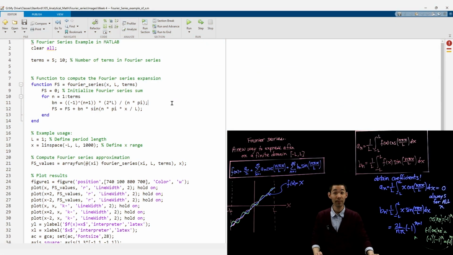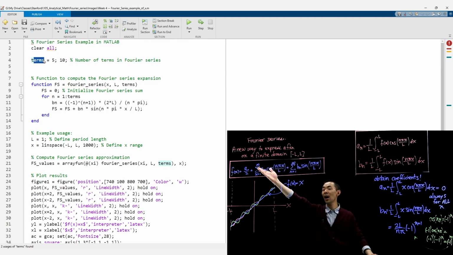So what I have here is a MATLAB code where I've just coded up the solution that we got. Here I'm defining how many terms in the summation I want to take. Up here we have an upper limit of infinity, but practically in any application, you can't take an infinite number of terms, so you take a finite number of terms. So n goes from 1, in this case, to some number of terms that you can define. For now, I've set it equal to 5. So I'm just going to take 5 terms in this summation.